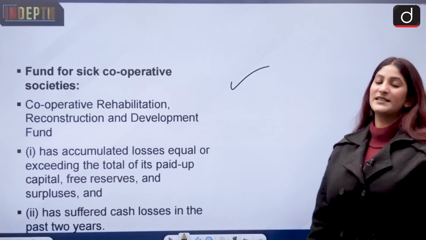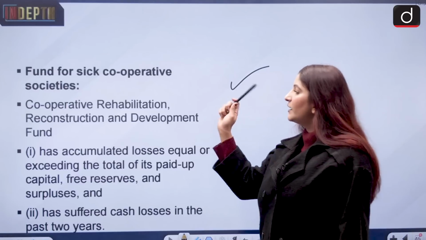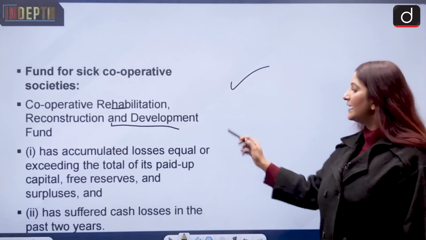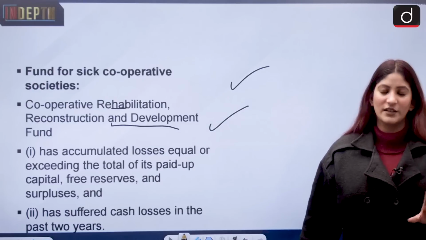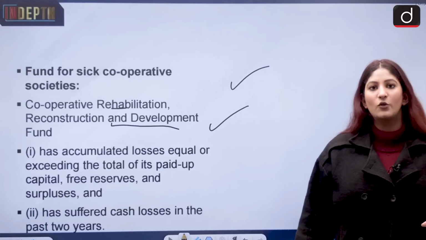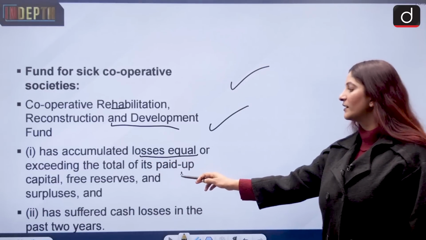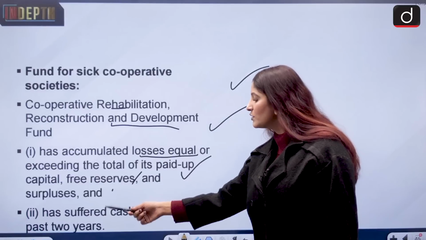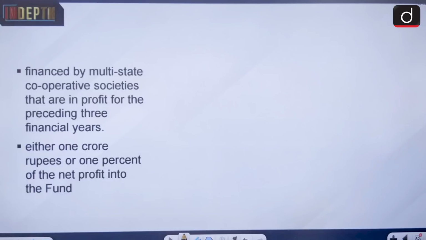There is also funding for sick cooperatives, cooperatives that are not performing very well economically. This will be done through a fund, the Cooperative Rehabilitation, Reconstruction and Development Fund. It will help sick cooperatives according to the criteria. That means, which cooperative is a sick cooperative? One which has accumulated losses equal to or exceeding the total of its paid up capital, free reserve and surpluses, and also has suffered cash losses in the past 2 years. So these 2 are the criteria.